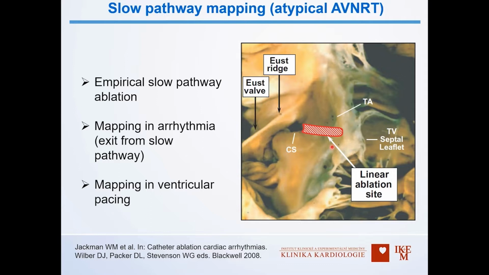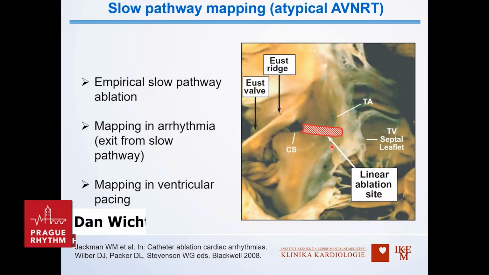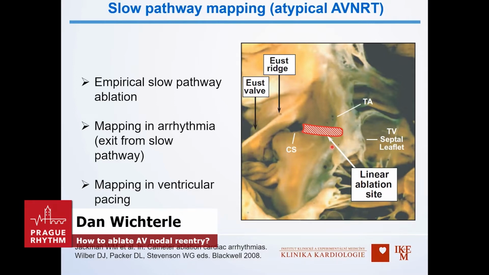In case of difficult inducibility of atypical AVNRT, another strategy can be used that is based on mapping of the earliest atrial activity during ventricular pacing. When the pacing is relatively fast, retrograde conduction occurs preferentially via the slow pathway, and that is what we want to map. And frequently, the exit from the slow pathway is located at the anteroinferior ostium of the coronary sinus. And when the ablation is ineffective despite the activation mapping, some authors suggest creating a short linear lesion between this site and the empirical site at the septal tricuspid annulus.